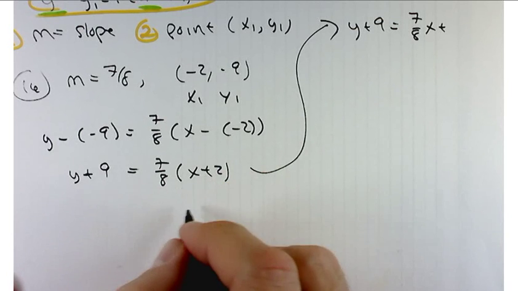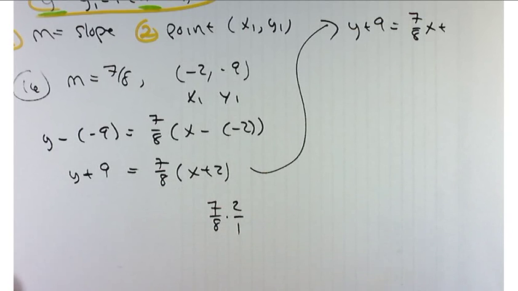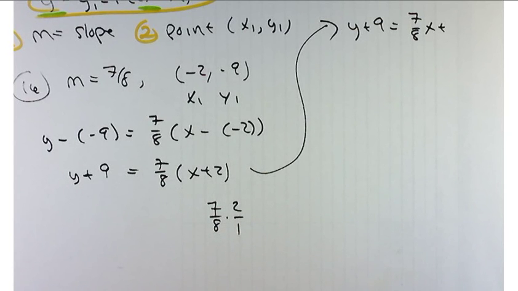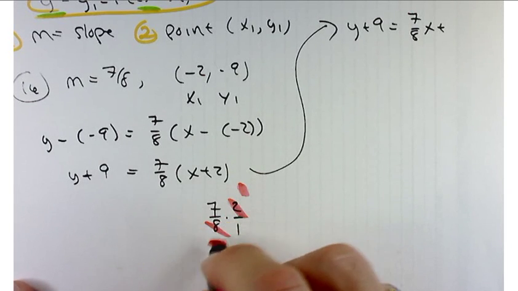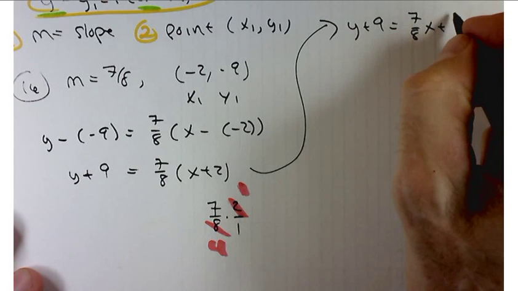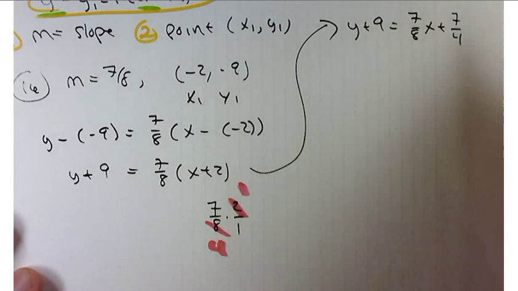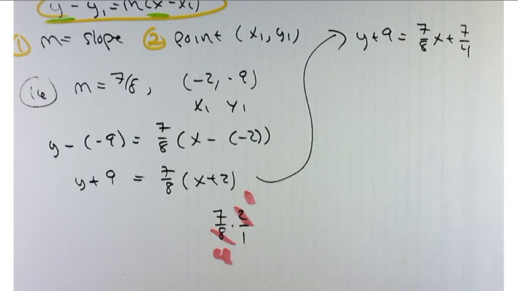What's 7/8 times 2 going to look like? 7/8 times, let's call it 2 over 1. Is there any simplification there? 2 goes into 2 once and into 8 4 times. So, okay, 7/4. So far, so good. There's just one last step that we need to solve for y. What is it?